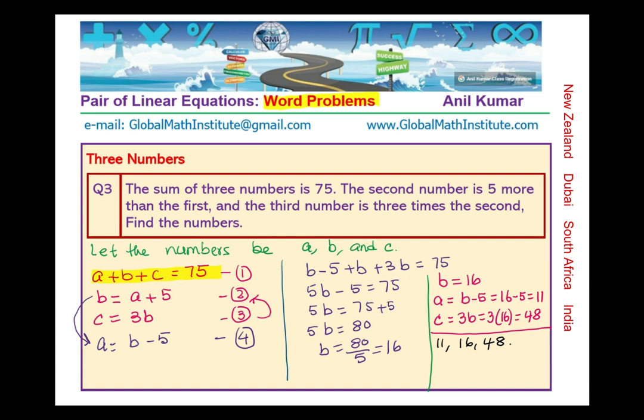Simple strategy. First define the variables. Read the question carefully. Every statement gives you an equation. Three equations, three unknowns, and solve. The strategy which we really used was we wrote all the numbers in one variable, which in this case was B. I hope that helps.